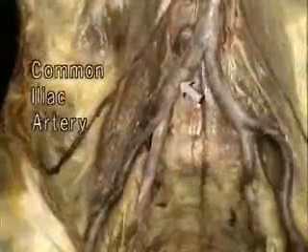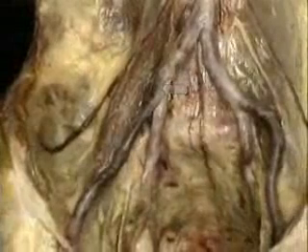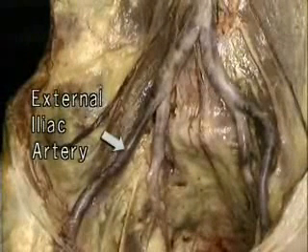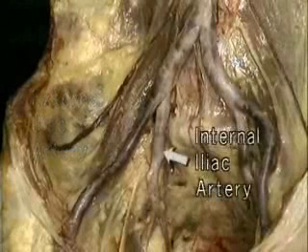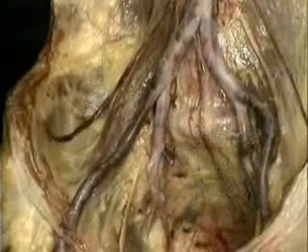Next, we'll look at the common iliac arteries and at their branches. On each side, the common iliac divides into the internal and external iliac arteries. The common iliac artery runs close to the medial border of psoas major. It divides here at the pelvic brim. Here's the external iliac artery. Here's the internal. We'll look at the internal iliac in the next section.